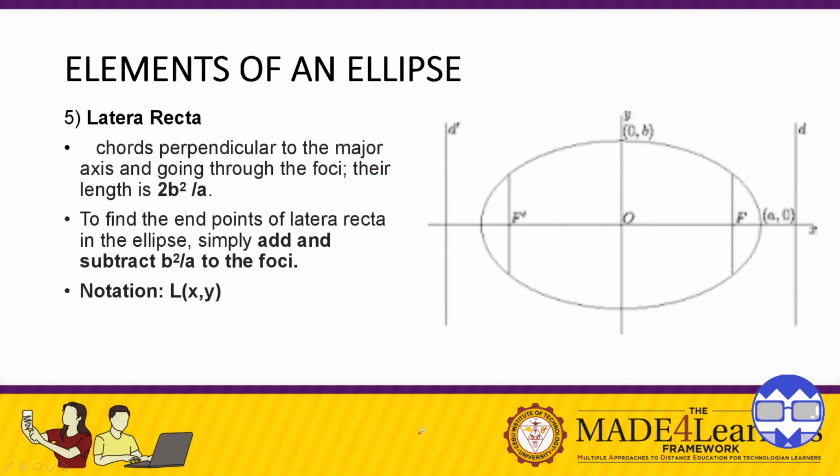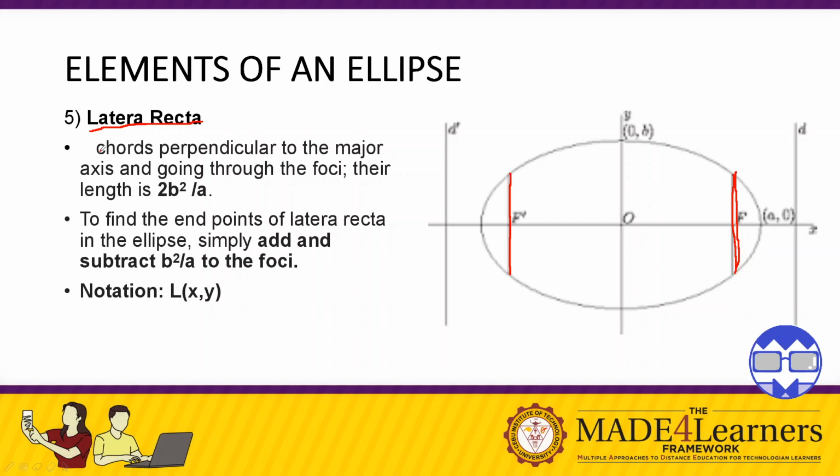Okay, so that is for our foci. Now, we have the latera recta. What are latera recta? The latera recta is the plural term for latus rectum. Remember, in our parabola, we have a latus rectum, singular, but for ellipse, we have two latera recta. Always take note that in conic sections, if there is a focus, there will be a latus rectum. In this case, there are two foci, so there are two latera recta.